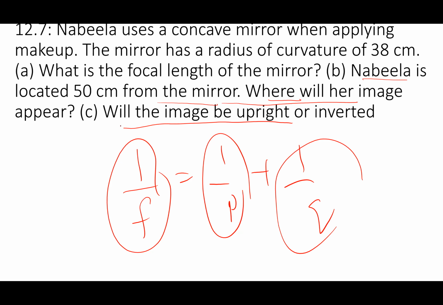Now the second thing is, will the image be upright or inverted? You can see the image will be erect as we are viewing a concave mirror. Concave mirror is a converging mirror, so the image will be erect. There are many reasons for this. If you read the numerical, you will do it. Radius is 38 centimeter, so the focal length we found is 19 centimeter.